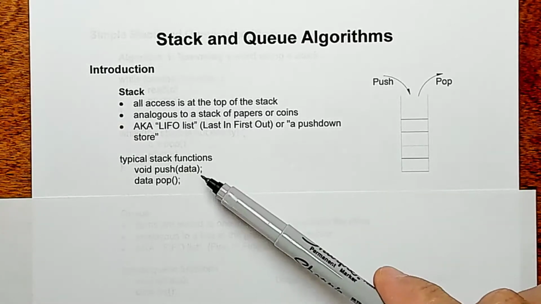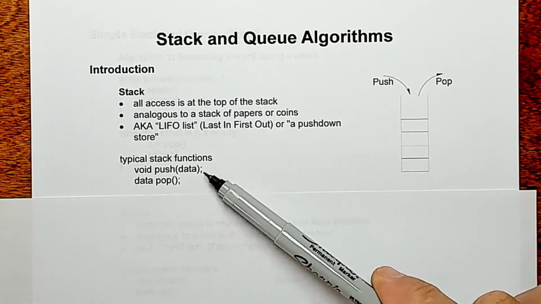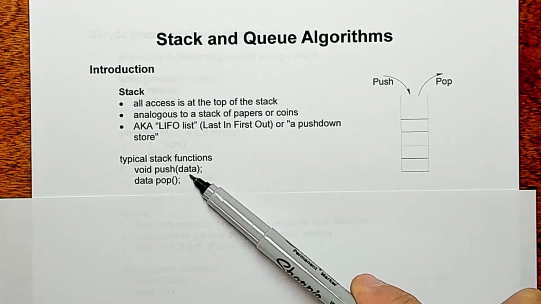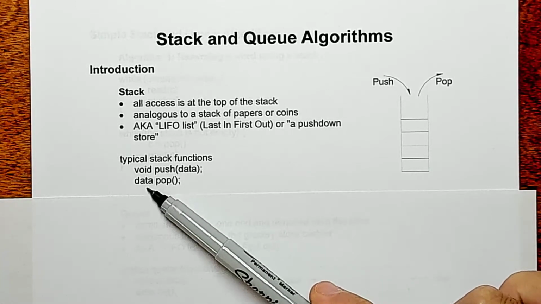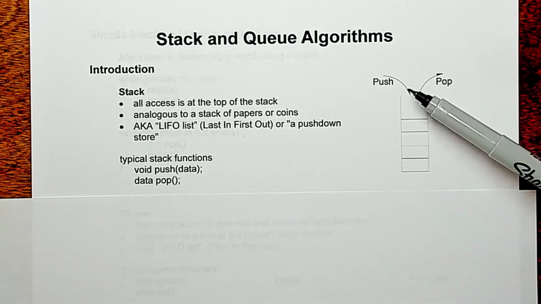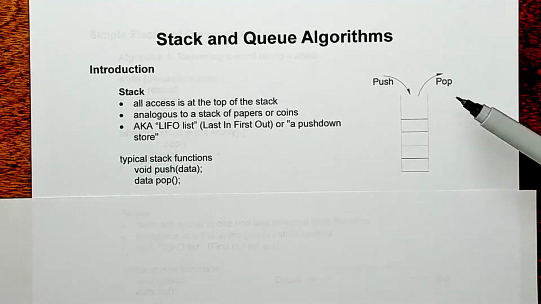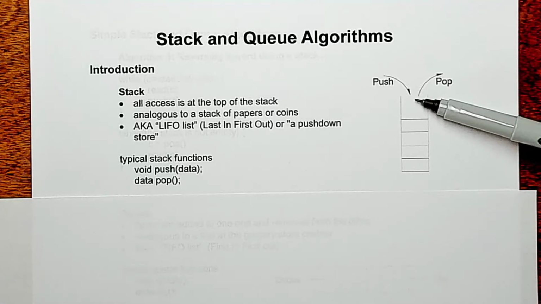But anyway, here's what the functions might look like in a C-like language. For pushing, the data is the argument, and for popping, the data is the return value. So the data is stacked up because you're only accessing one side.